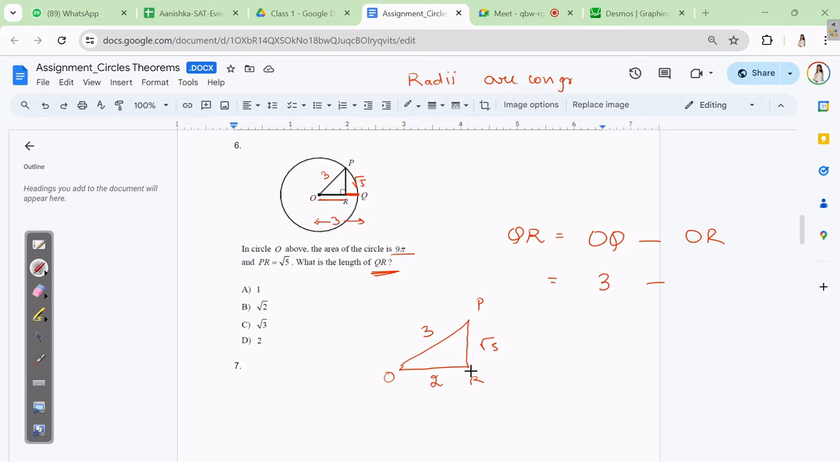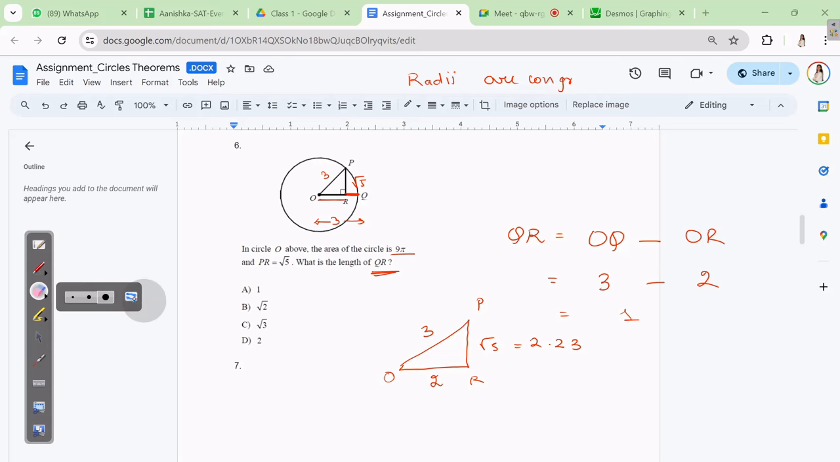Now see, this is coming out 2, but that means this is not an isosceles triangle, right? And root 5 is what? 2 point something. It is very close to 2, but is not exactly 2. What is the exact value of root 5? Root 5 is 2.23. So it's very close to 2. So that's why it looks isosceles, but it's not actually isosceles. Okay, so you have OR as 2. So that's why QR will be 3 minus 2, 1.